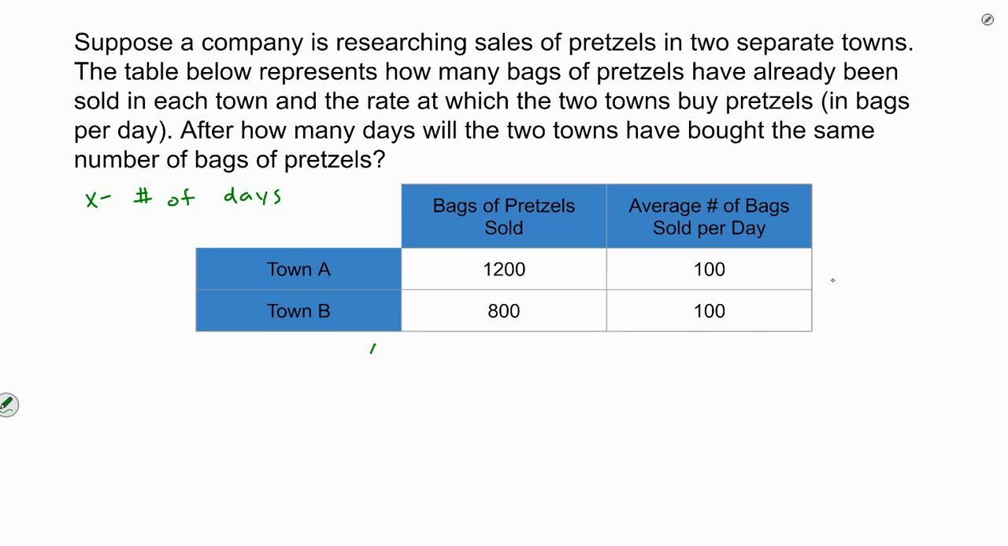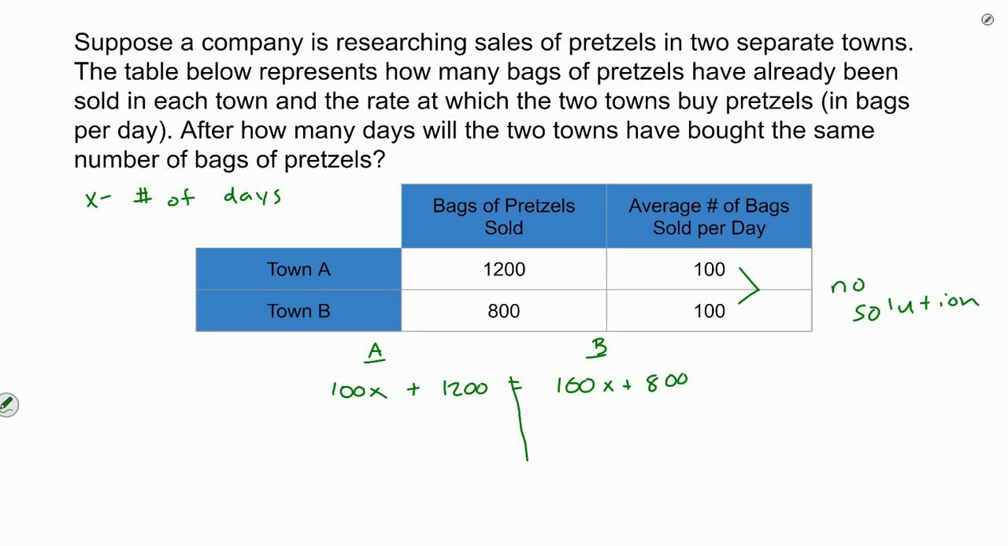And so our equation, we'd have town A and town B. So town A would be 100x because we're getting 100 per day, so times the number of days, plus 1,200. And we would set that equal to town B, which is 100x plus 800. Before even setting this up, we could rationalize that these 2 towns will never be the same because they're selling pretzels at the same rate. So since they have the same rate here, they will never be equal. And so we would say no solution to this problem. Before we even solved it, we could look at it and say no solution.